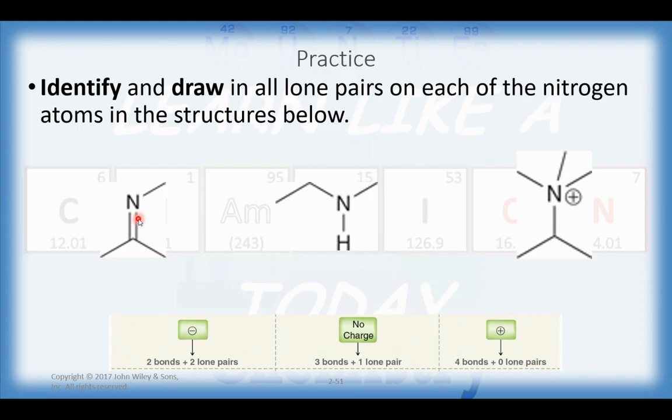So in this first one, we see nitrogen has 1, 2, 3 bonds to it, and there's no formal charge shown on it, so that means that there is one lone pair of electrons on that nitrogen. In this one, again, three atoms bonded to that nitrogen, no formal charge shown, so there is one lone pair on that nitrogen. In the last one, nitrogen has four bonds to it, and it has a +1 charge. So we know that with a +1 formal charge and four bonds, that means there are no lone pairs on that last structure.